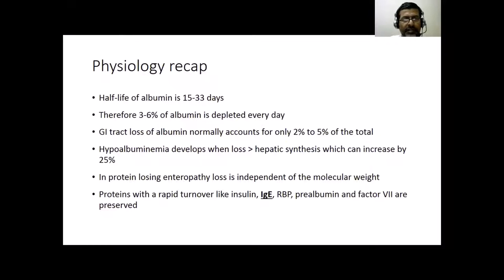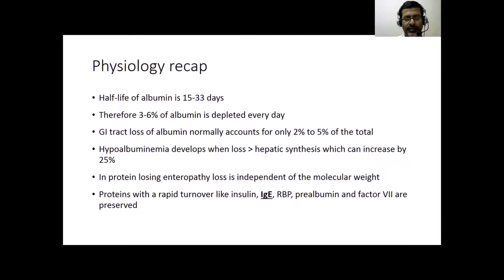Let's start with a quick physiology recap of what happens to albumin. The half-life of albumin is around 21 days, about 3 weeks. Therefore, about 5% of albumin is depleted every day. The GI tract accounts for only a minuscule portion of the total albumin depleted. The liver can upregulate and produce more albumin by about 25%.